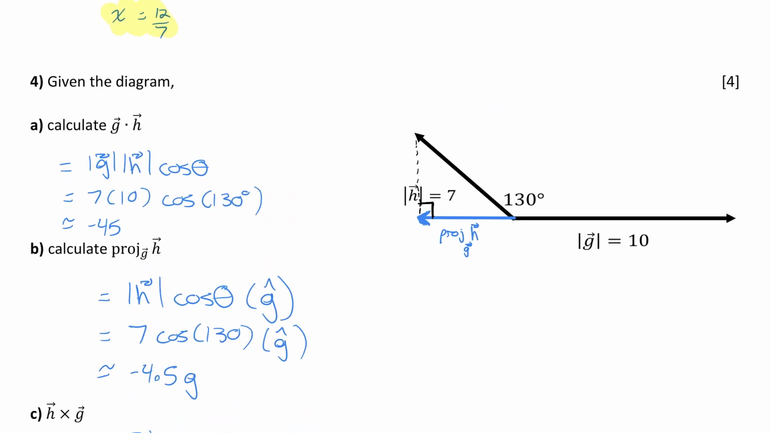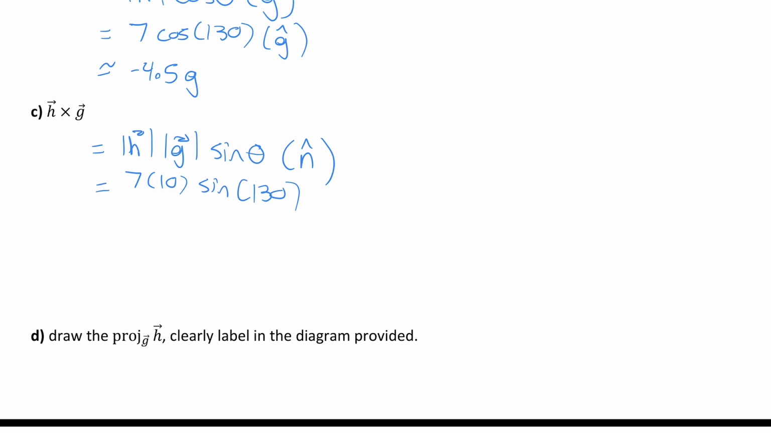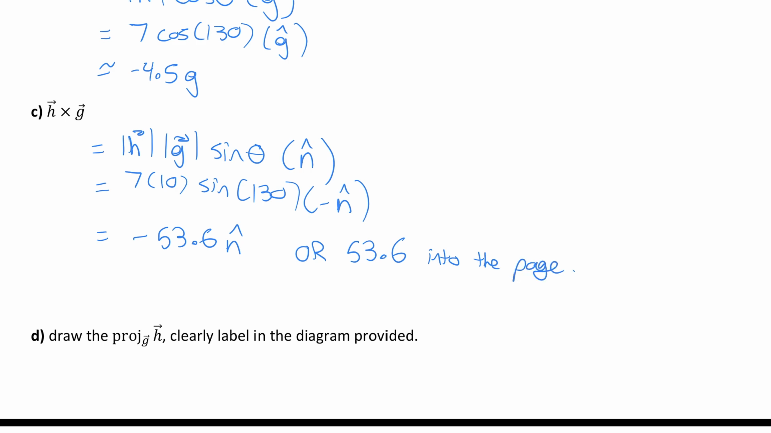And for h cross g, if I use the right hand rule, if I were to lay my right hand along h and curl my fingers towards g, my thumb will be pointing into the page. So for this one, I'm going to have to make my n hat negative. So negative n hat, because it's going into the page. If I multiply this out, I would get negative 53.6 n hat. I could say that, or I could say 53.6 into the page. Both of those communicate the same thing.